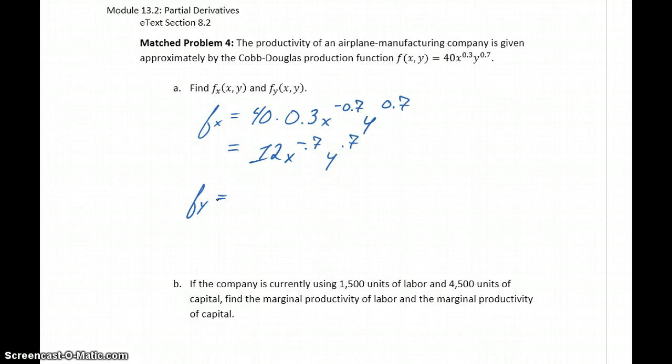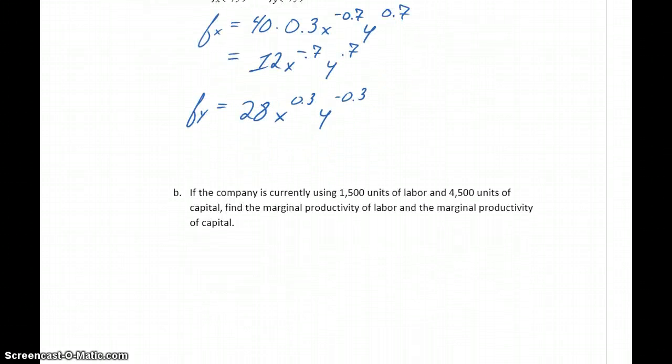And then very similarly, we can find the derivative of y. 0.7 times 40 will give us 28, x to the 0.3, y to the negative 0.3. So we have our marginal productivity functions.